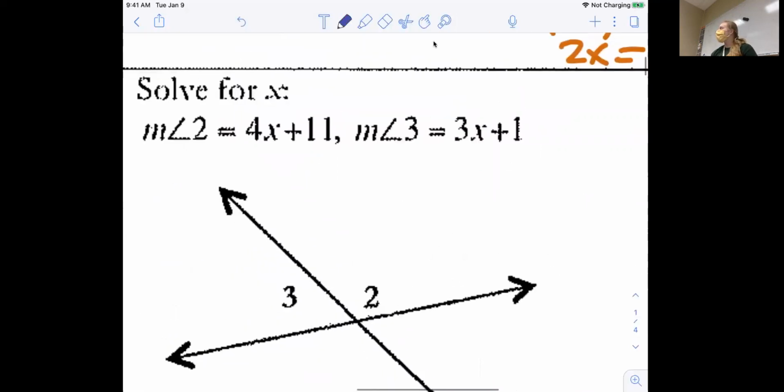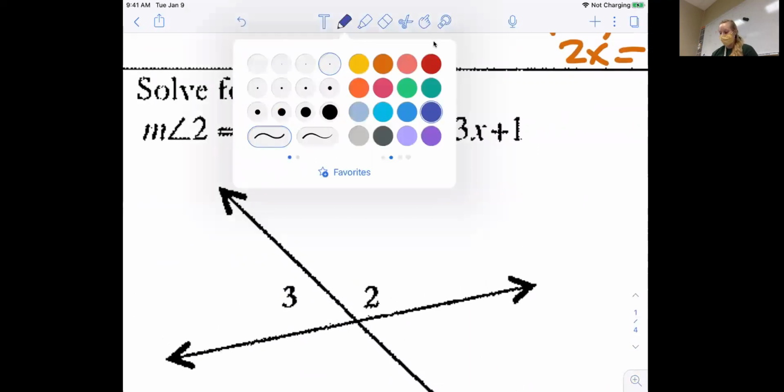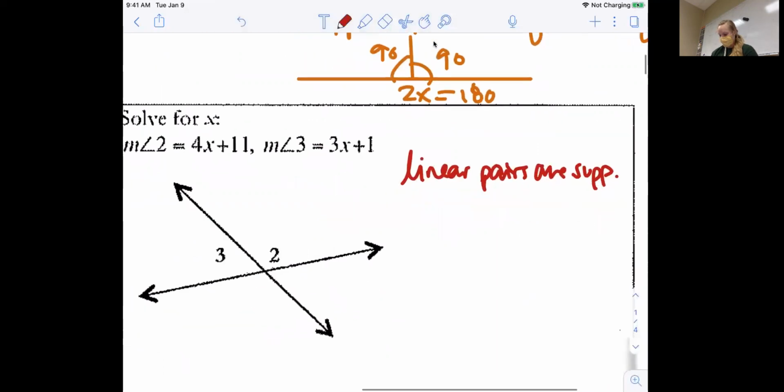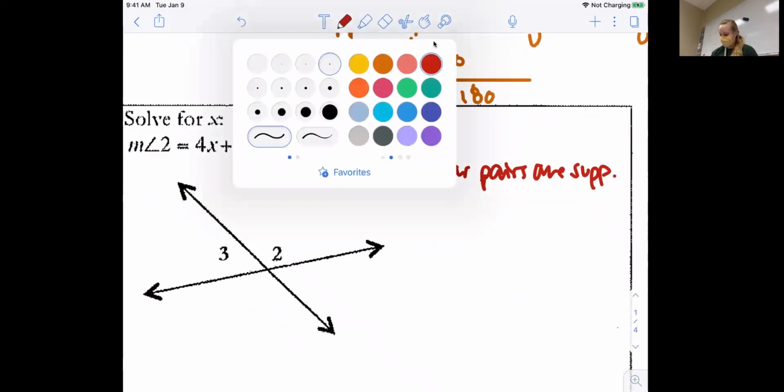What's going on here? Because they are linear pairs. So I'm going to write linear pairs are supplementary. These 2 add up to 180. Good. So that's what we're going to do.